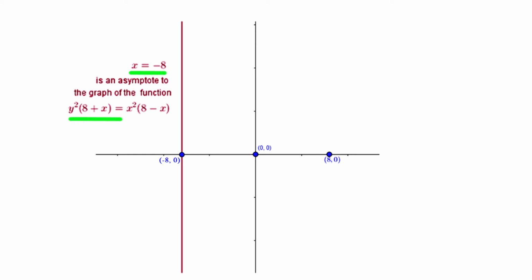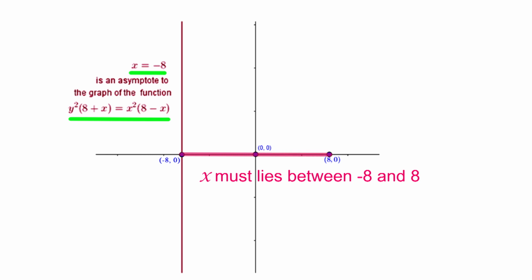If x is less than minus a, then the equation y square into a plus x equal to x square into a minus x never holds. In fact, for x less than minus a, the RHS is positive and the LHS is not. Similarly, if x is greater than a, then the RHS is negative and the LHS is not. Thus, x must lie between minus a and plus a, and hence we need to sketch the curve only for minus a less than x less than a.